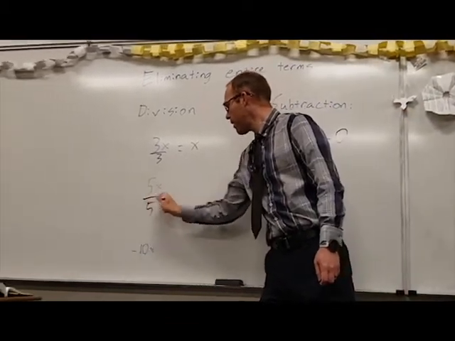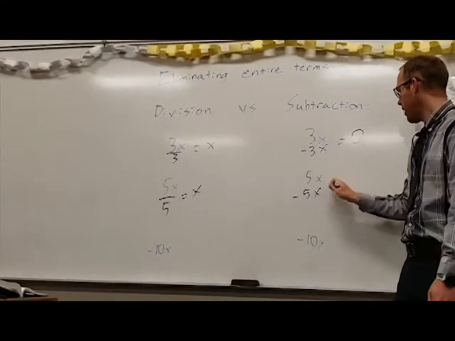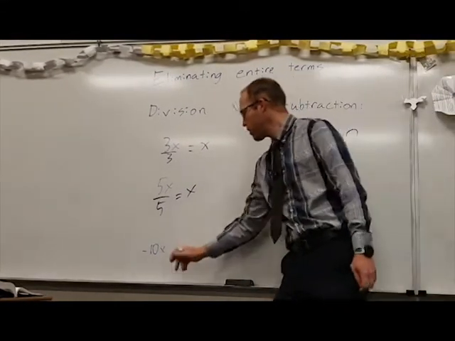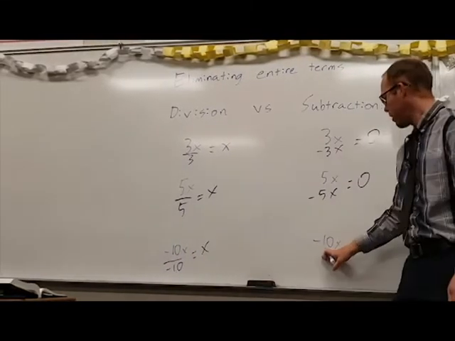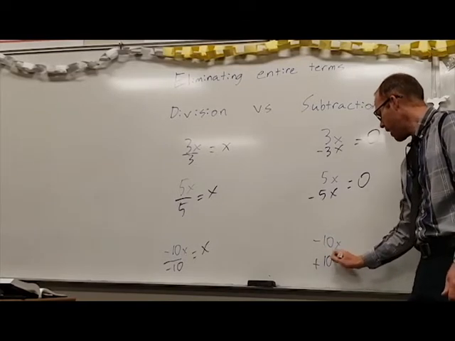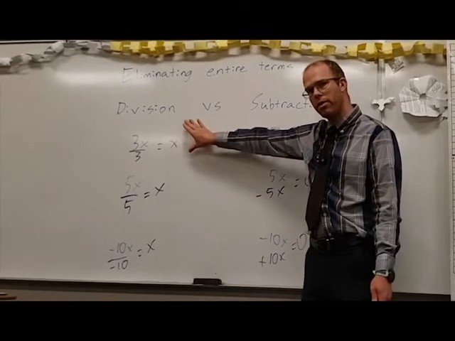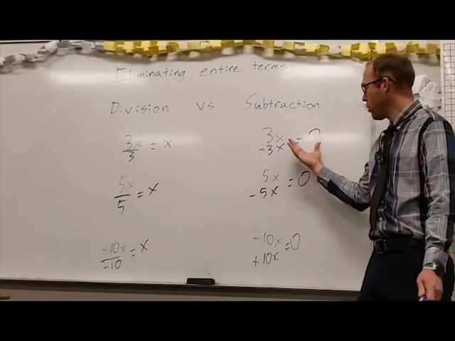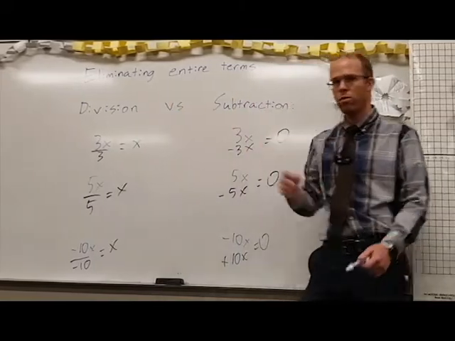If I divide by 5, we're left with x. If I subtract 5x, we have 0. On this one, if I divide by negative 10, we're left with x. On here, I'm going to choose to add because it's negative. Add 10x, we're left with 0. So our decision relies on this: do we want to leave the x there, or do we want to eliminate the x entirely, whether we divide or subtract?